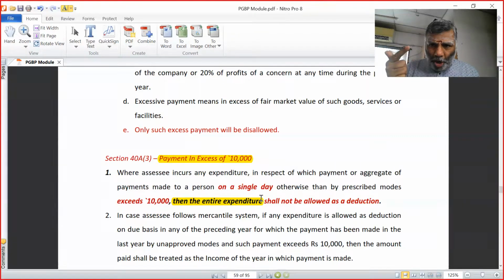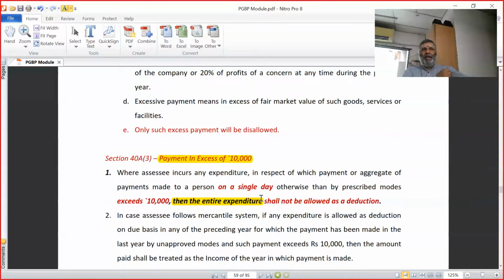Cash, cross check, barrel check. These three are unapproved modes. The approved modes are account payee check, account payee draft, ECS, bank RTGS, NEFT, credit card, debit card, RuPay, BHIM, like that there are many. So the easiest thing to remember is the other way around. What are the unapproved modes? Cash, barrel check, cross check.